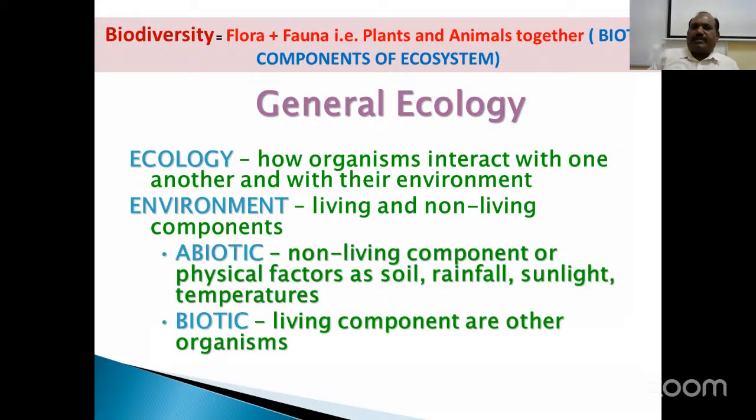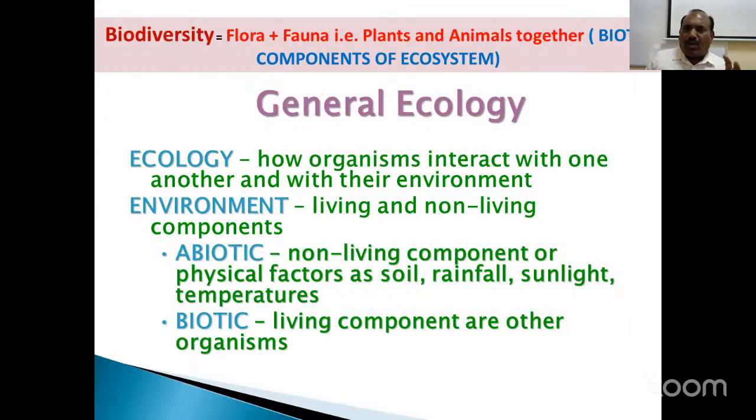Okay. In general ecology, how organisms interact with one another and with their environment. There is an interrelation between biotic and abiotic components in a habitat or in an ecology. So all this has flora and fauna together with abiotic components. You take a water ecosystem or soil ecosystem or terrestrial ecosystem, grassland ecosystem or forest ecosystem, whatever it may be, it is always the interrelationship between the biotic components and abiotic components.